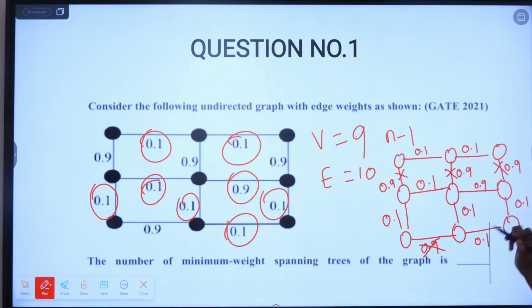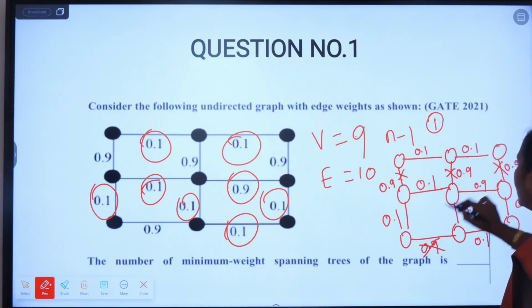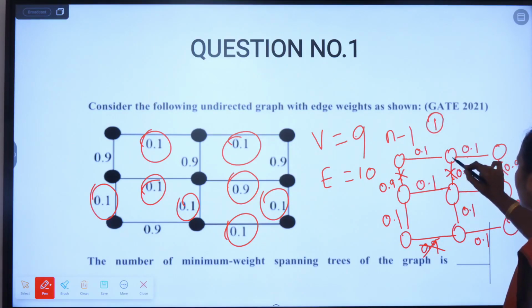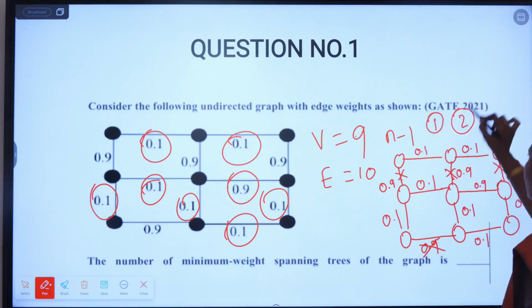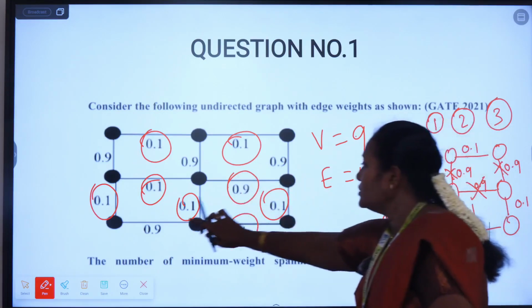So totally how many minimum weight spanning trees have we found? That is the first one. If you are considering this one, that is one minimum spanning tree. And then if you are considering this edge, you will have a second minimum spanning tree. If you are considering this one, you will have a third minimum spanning tree. You should not consider this one and this one. Why is it so? If you are considering this one, it will be a closed cycle. If you are considering this one also, it is a closed cycle. So you should not consider these two edges.